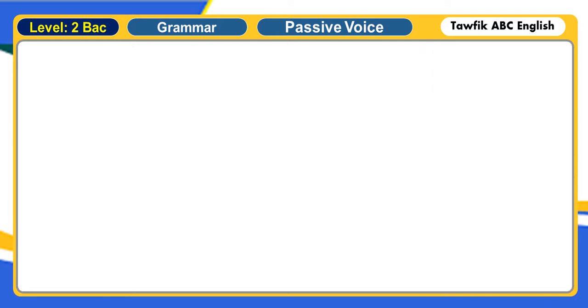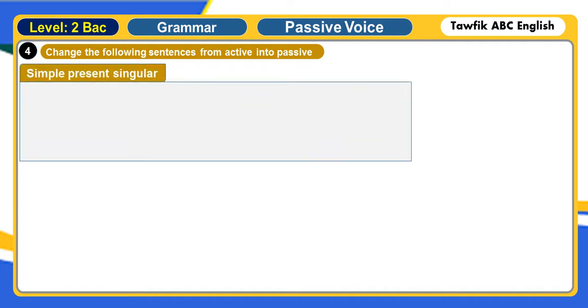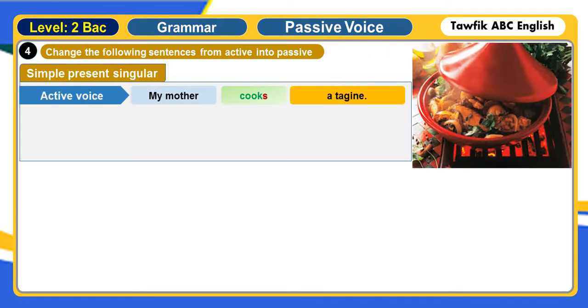Next. Change the following sentences from active into passive. Donc هذه يعني simple present singular. My mother cooks a tagine.